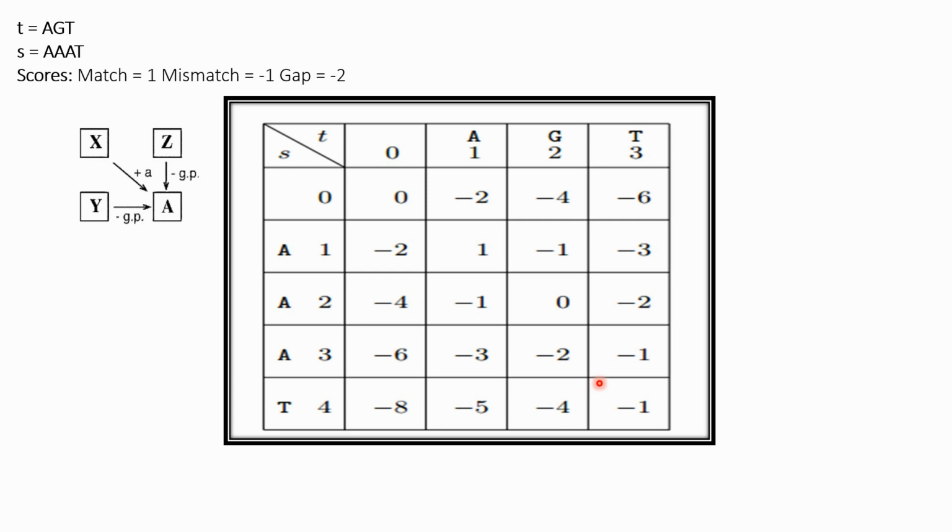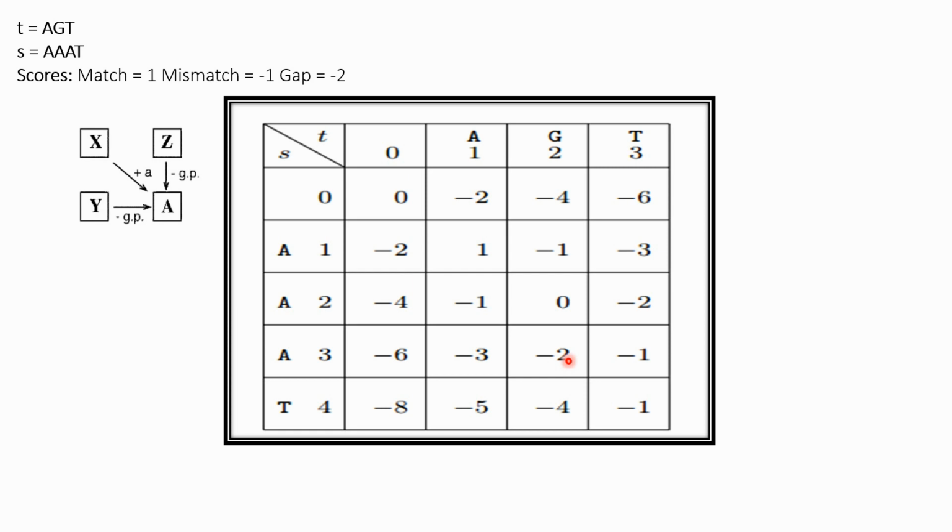Now we will start traceback. In traceback, we need to look from which box this value is coming. It is either coming from the upper box, the diagonal box, or the left box. In this case, we have a match, T and T here, and if we add the match score, which is 1, to this minus 2, it becomes minus 1. So the value is coming from the diagonal box, so we place a back arrow here.